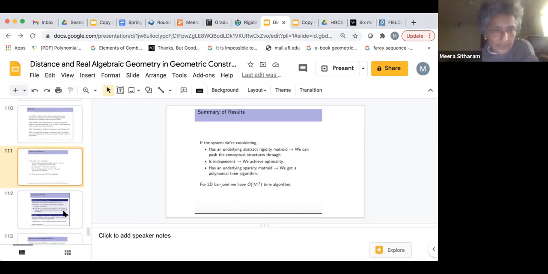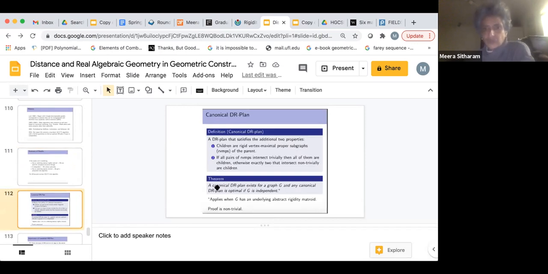Let's go to the next one. Okay, so this structure that we're going to talk about now adds this extra condition that the children of any given node are in fact vertex maximal proper subgraphs that are rigid. And we call them rumps because the name is so long. Okay, rigid vertex maximal proper subgraphs, RVMPS, we call them rumps. Okay, so we have two additional properties. First of all, the children of any given node are rigid vertex maximal proper subgraphs.